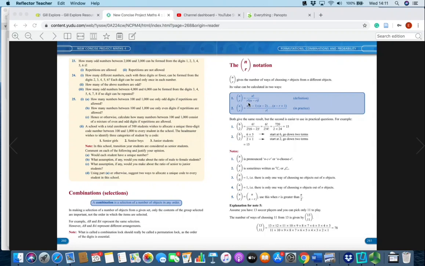Needless to say, I don't ever remember the formulas. You know how good I am at formulas, so I will do all of this using the nCr button.